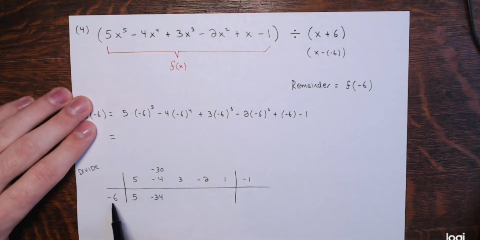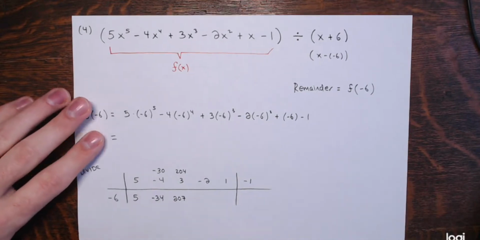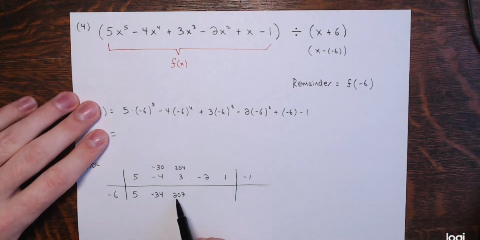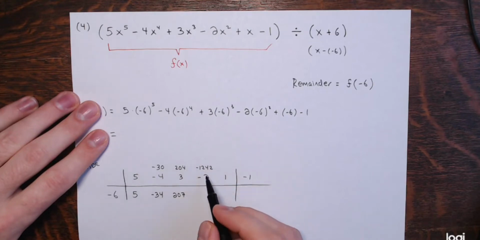Multiply, that'll be positive. Now 180 plus 24 is 204. Add, this might get annoying too. Maybe I will pull out a calculator. 204 plus 3 is 207. Then negative 6 times 207. Now 6 times 200 would be 1200, and 7 times 6 is 42, so negative 1242. Then minus 2 would be negative 1244.